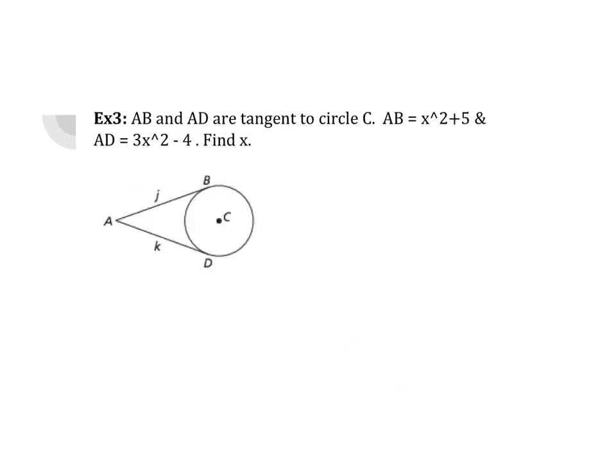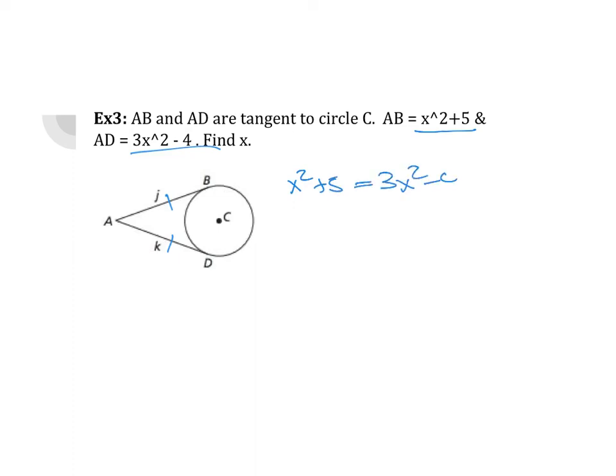In this example, we again have two tangent lines that intersect outside of our circle. We have AB represented by x squared plus 5 and AD represented by 3x squared minus 4. Since these are both tangent lines that intersect outside of our circle, we know they have to be congruent. So our equation then to help us solve for x is going to be x squared plus 5 equals 3x squared minus 4.